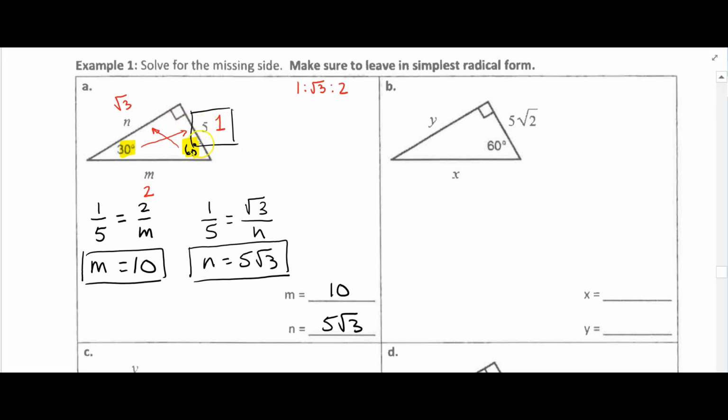So we have 3 different cases that we'll have for 30, 60, 90s. This one we are given the short leg. The other 2 cases we may be given the number for the long leg, or we may be given the number for the hypotenuse. And each of those is slightly different, but we're going to solve them the same way using proportions.